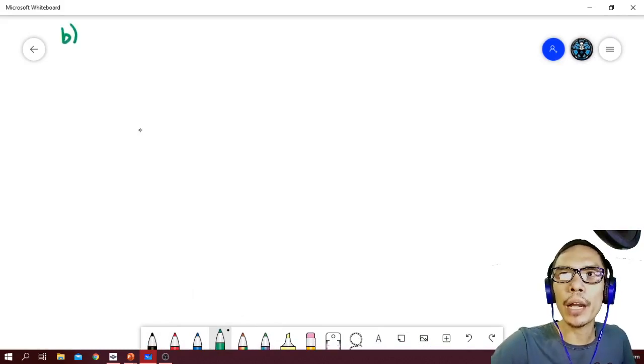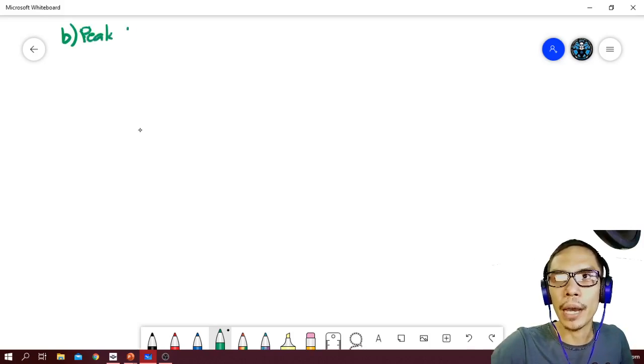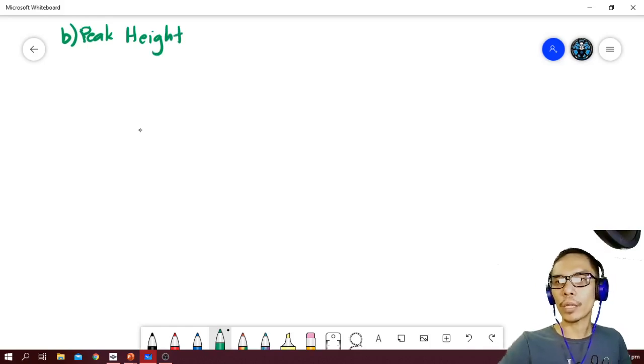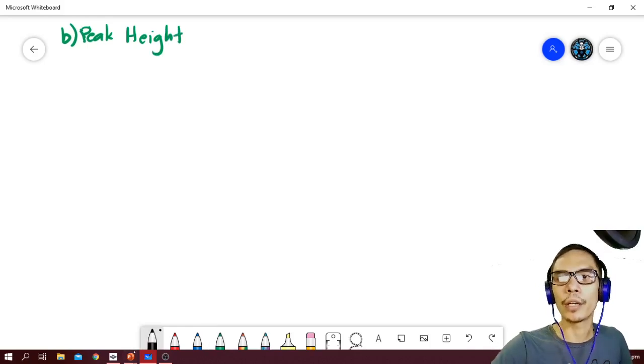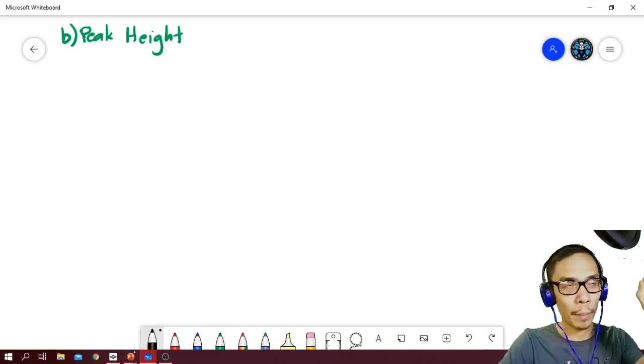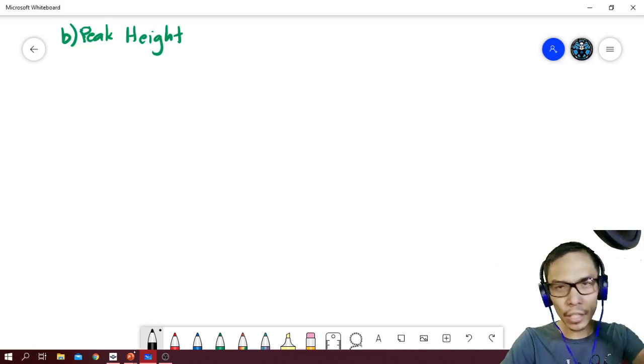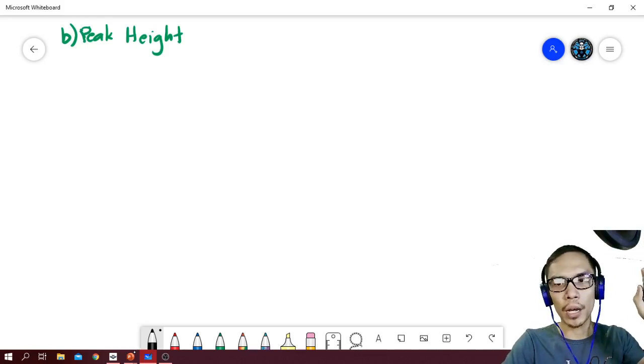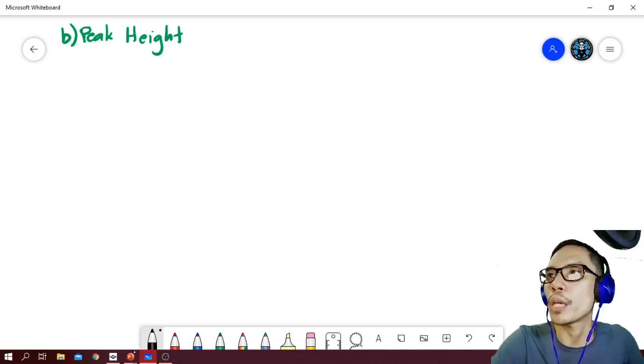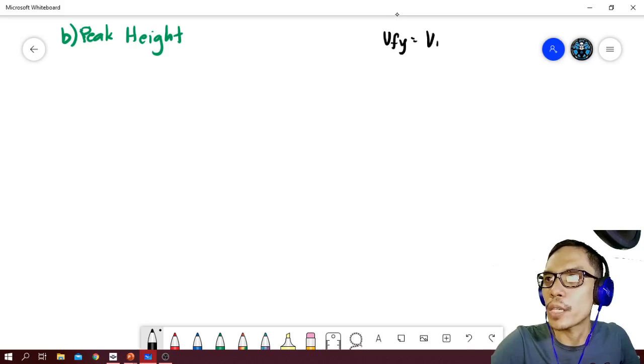So for letter B, we are asked to find out the peak height, or the Ymax, to be exact. So what are the formulas that we are going to use here? Number one, we all know that the velocity at the peak height of the projectile is 0. So we can use this formula, the velocity formula: v sub fy is equal to v sub iy minus gt.